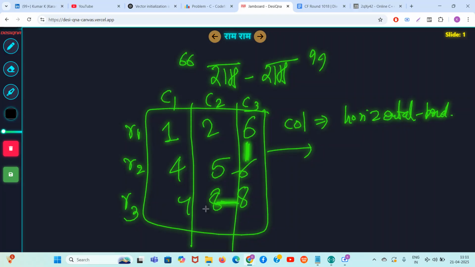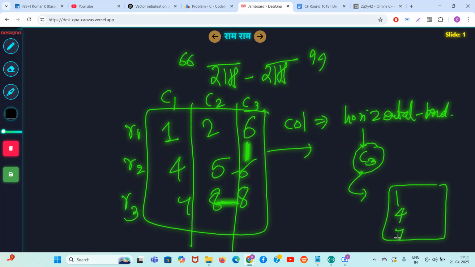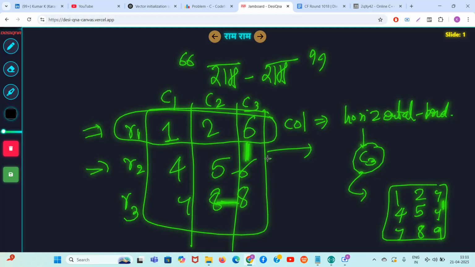So you have two options, right? Either do C2 or C3. You know that C3 is best, so you will do C3. After you do C3, what will happen? After you do C3, the horizontal bond has disappeared. But guys, the vertical bond is still there. To solve the vertical bond, you need to do row operations, right? You might have to do either R1 or R2. So either one of the sixes can change, right?